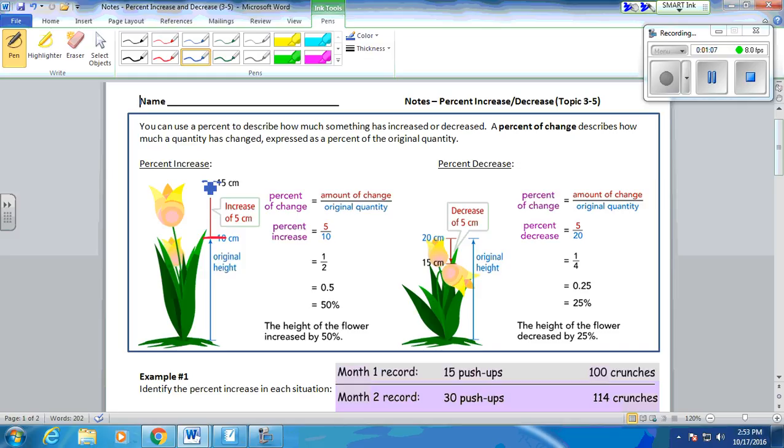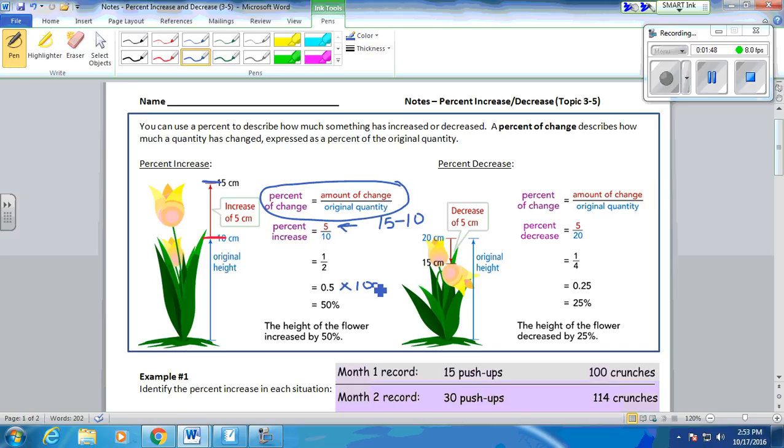So it grew 5 centimeters. So what we're going to be using is this percent of change equals the amount of change divided by the original quantity. So this 5 right here came from the 15 minus 10. And so the original quantity would be the original height of 10. 5/10 reduces down to 1/2. 1/2 becomes 5/10 as a decimal. 5/10 as a decimal becomes 50%. Because to change a number from a decimal to a percent, you multiply it by 100. So they're saying that the height of the flower increased by 50%.